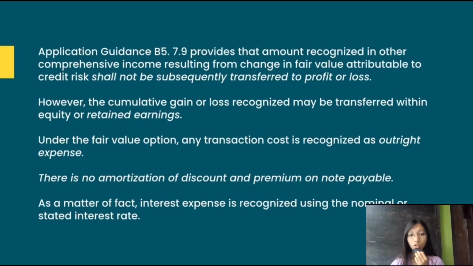So, in summary, changes in fair value related to credit risk are reported in other comprehensive income, or OCI, and cannot be moved to profit or loss under PFRS 9. On the other hand, the accumulated gain or loss related to credit risk can be categorized as equity or retained earnings. Furthermore, if a company chooses the fair value option for a financial liability, any transaction expenses are recorded as an expense.